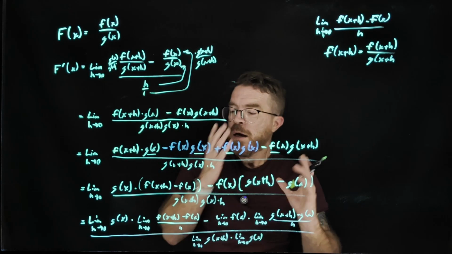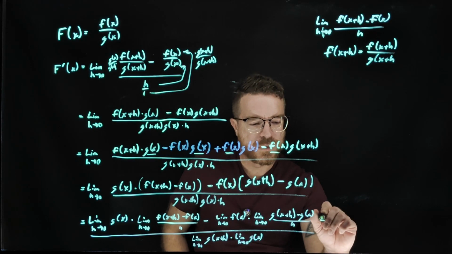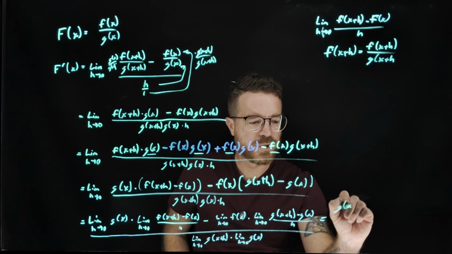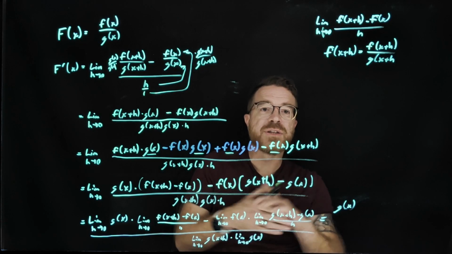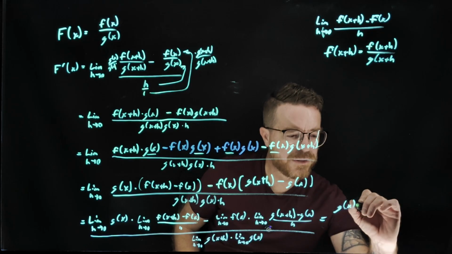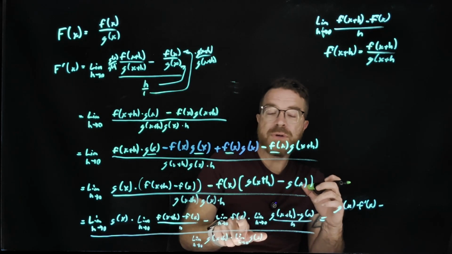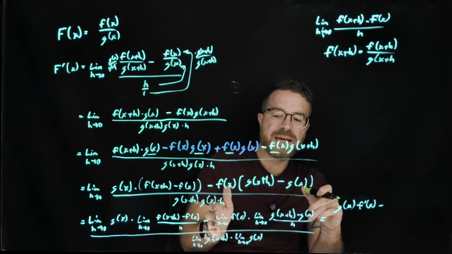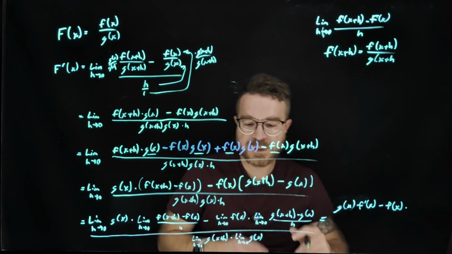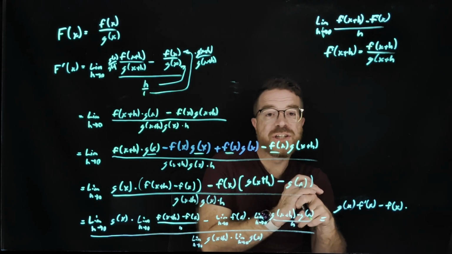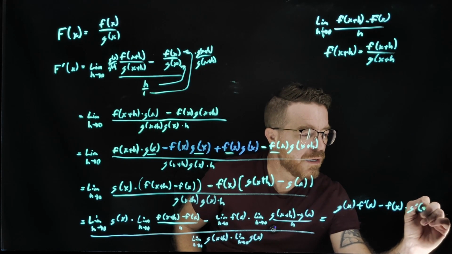g of x. So limit as h goes to 0, g of x. Well, g of x has no h in it, so this doesn't get touched. So g of x. The limit of f of x plus h minus f of x divided by h. This is just going to be your derivative of f of x. So we're going to write this as f prime of x minus, limit of f of x as h goes to 0. There's no h in it, so this is just going to be f of x times limit of g of x plus h minus g of x over h. Again, just the definition of a limit. This is going to be g prime of x.